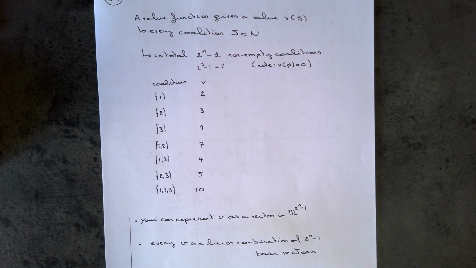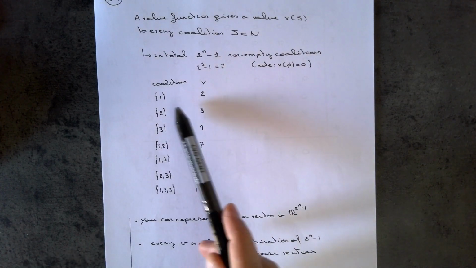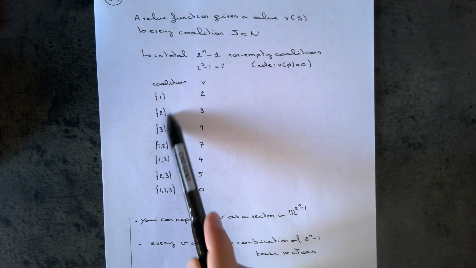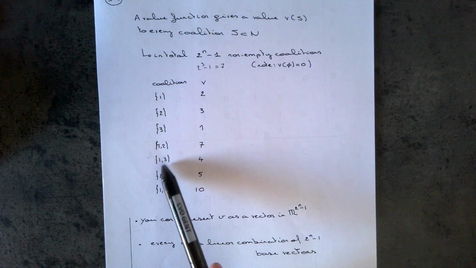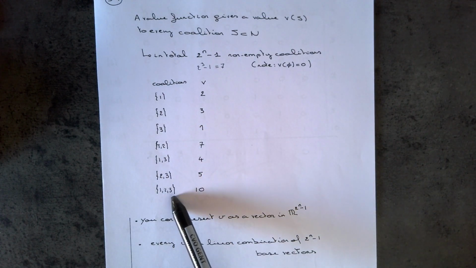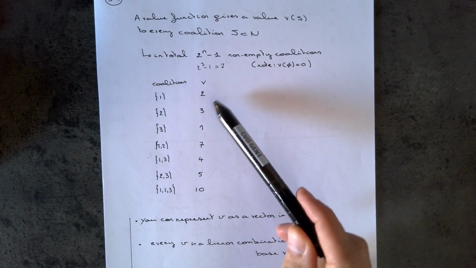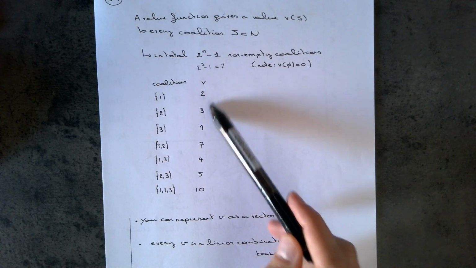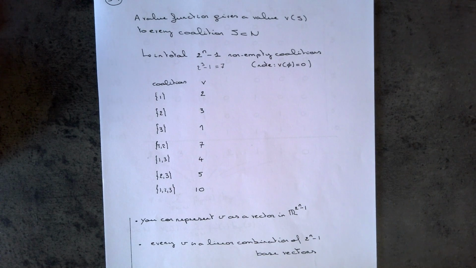So if we retake our example of the three-player game, we have the coalitions: all the singletons 1, 2, 3. Then we have the coalitions {1,2}, {1,3}, {2,3}, and {1,2,3}. And for every coalition, we have a value. Here it's the values 2, 3, 1, 7, 4, 5, and 10.